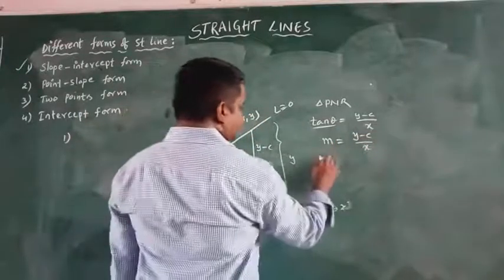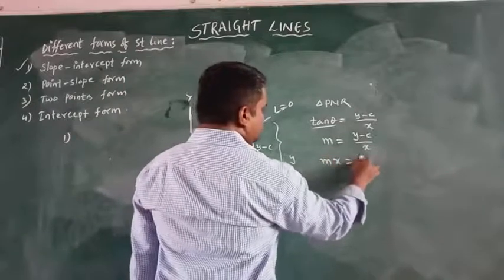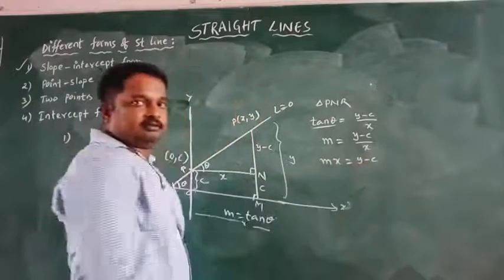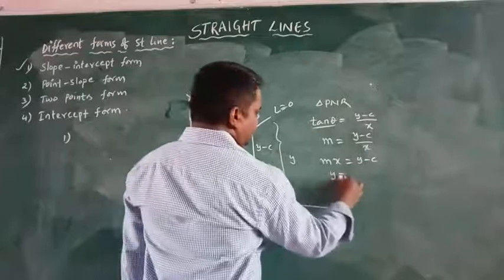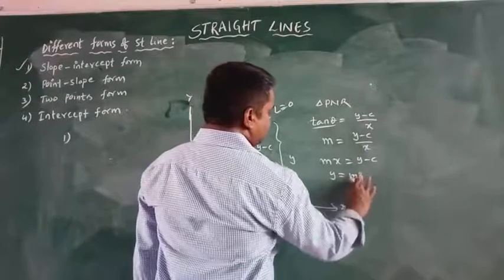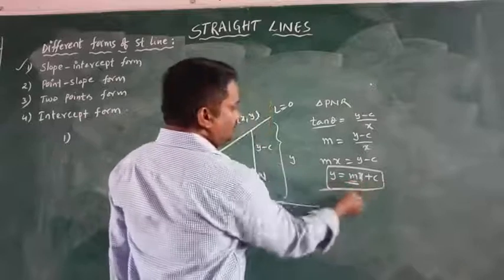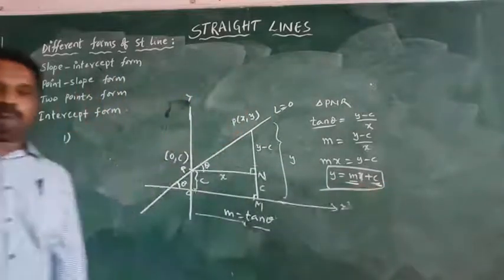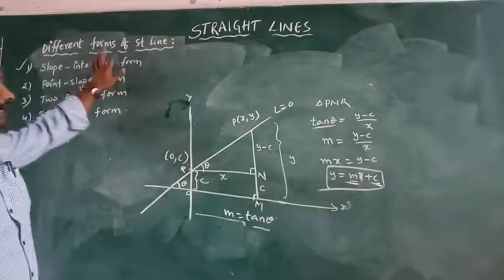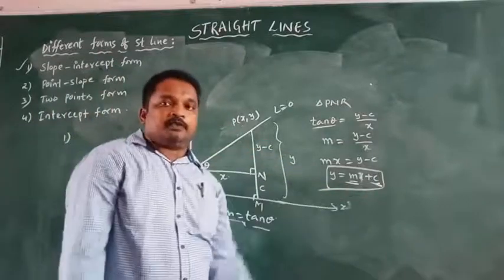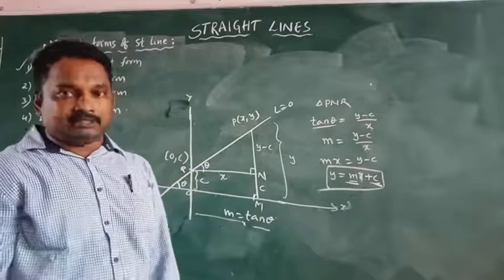So transfer this side, mx equals y minus c. Then y equals mx plus c. So this is the slope intercept form. Slope intercept form is y equals mx plus c.